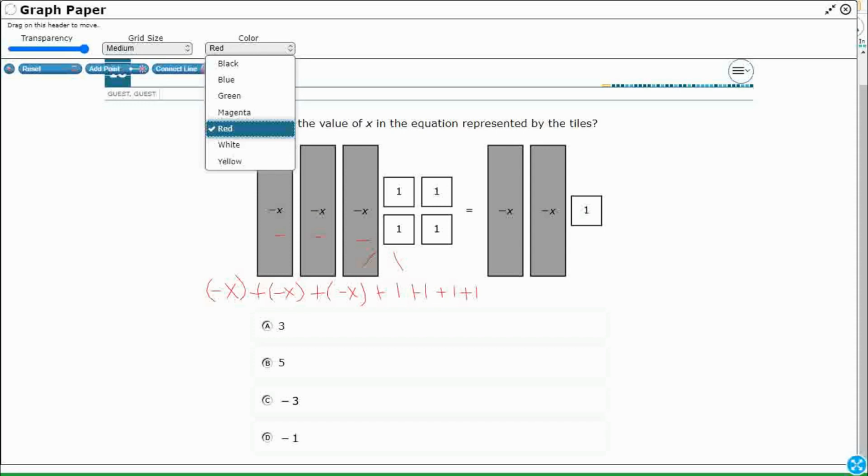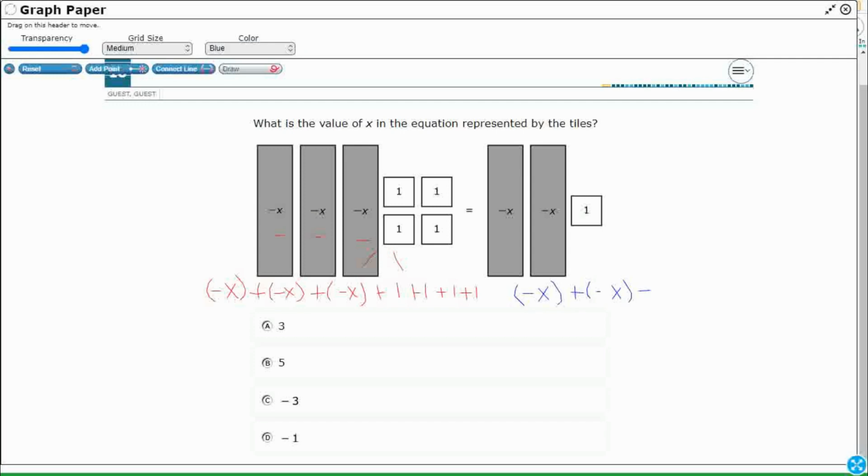Let me switch to blue. We'll see what this other side equals. I've got a negative x plus negative x, and then plus that 1. So that's what the unsimplified version is going to look like. What you see there is everything represents 1, so you have to add them all together.